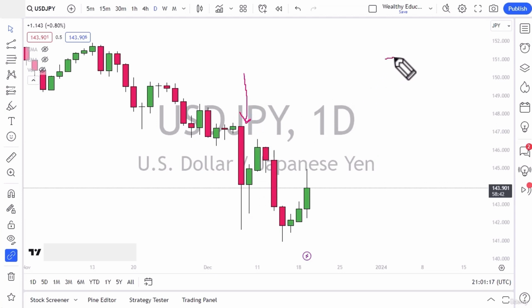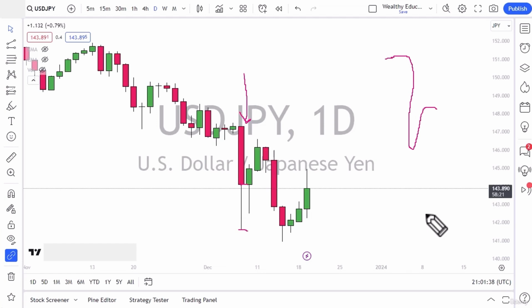We started up here. We fell. We know this because the body's red. So we know that the open's up here. The high just happens to be the same price. The low is all the way down here and we closed here. So what this means is the market basically did this during that day.